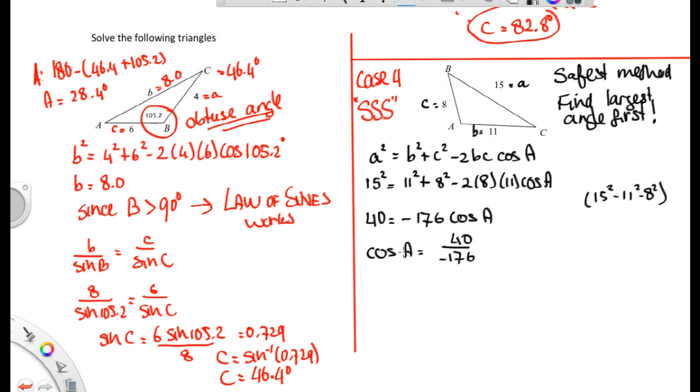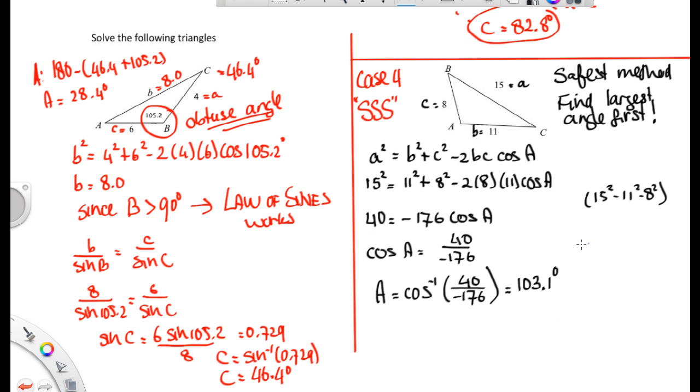So if the cosine of the angle is this, then the angle will be the inverse cosine of 40 divided by a negative 176. And this is how I would put it in my calculator. I would try to avoid rounding as much as I can, and when you plug this in, you get 103.1 degrees. Okay?